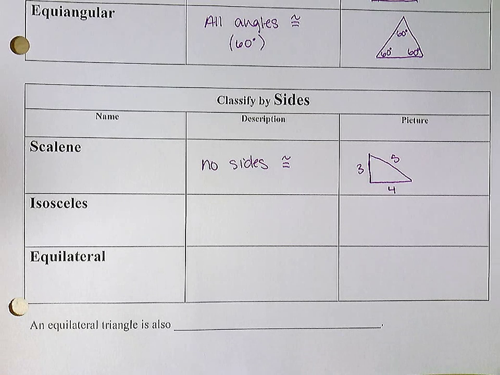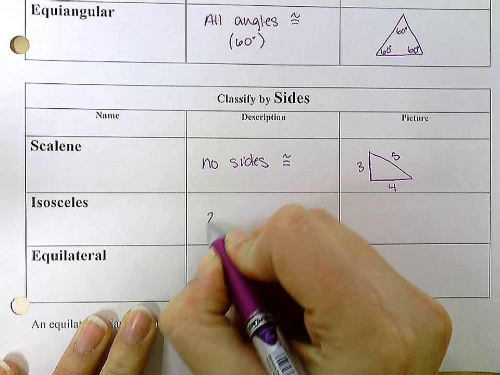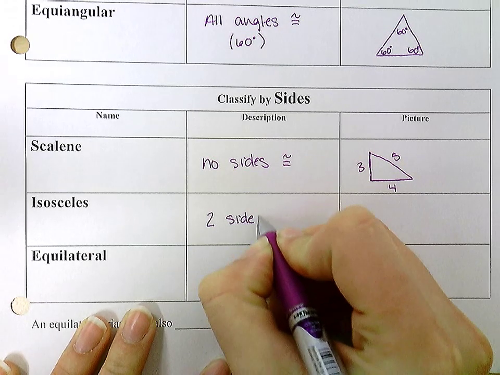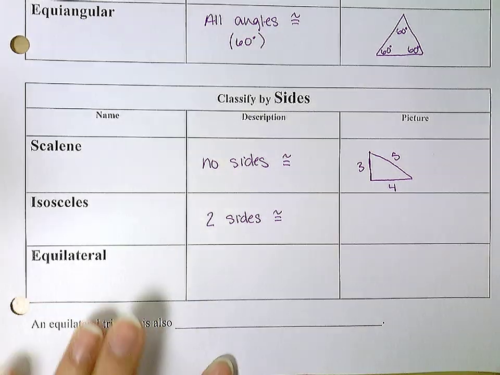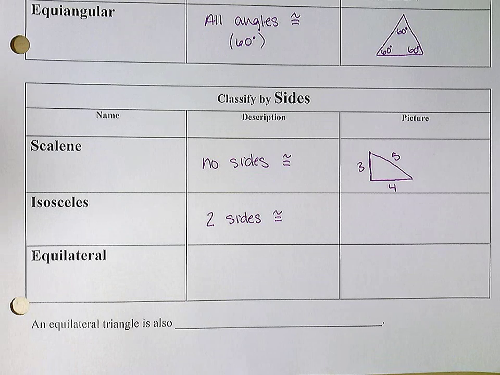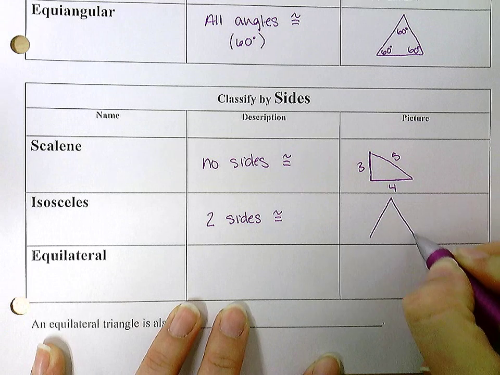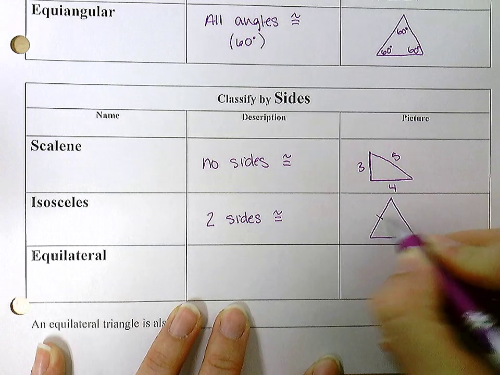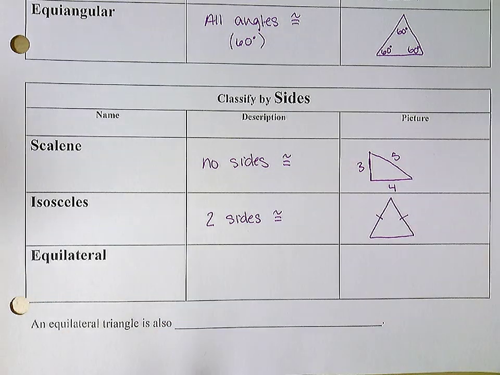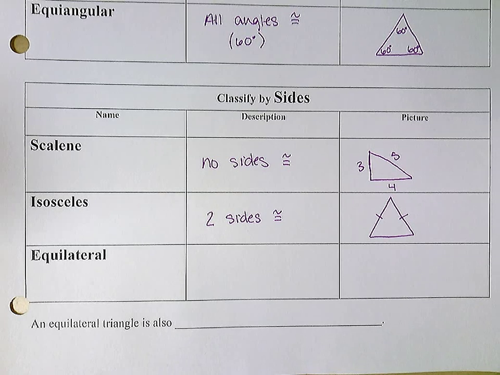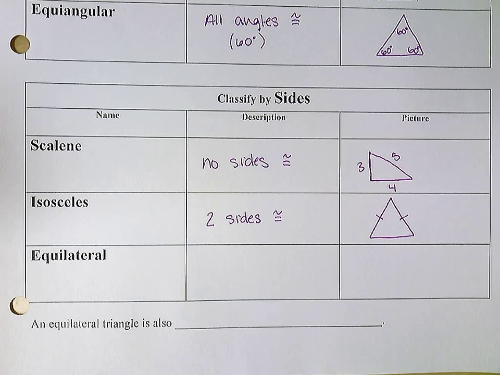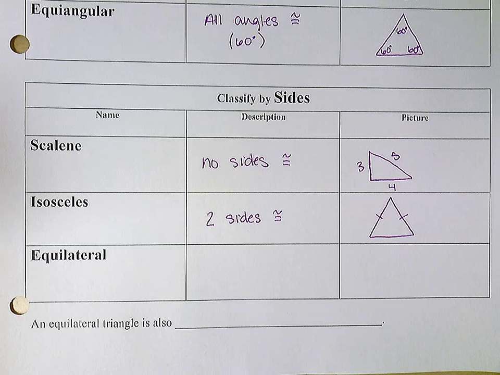An isosceles triangle has 2 sides that are congruent. So in my picture, I can use these dash marks. Remember those dash marks mean that those sides are congruent to each other. So just those 2 sides are congruent.